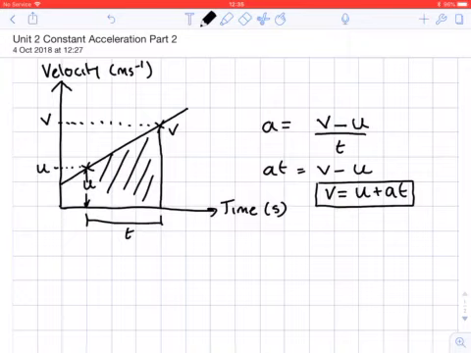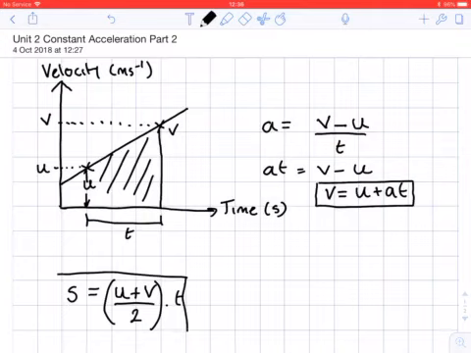So if you remember, area of a trapezium is the sum of the parallel lines divided by 2, multiplied by the distance between them. And in this case, our parallel lines are the two vertical lines. So my displacement is going to be the sum of my parallel lines, which is u plus v, divided by 2, and then times by the distance between them, which is t. And that actually is our second Suvat equation. s equals (u plus v) over 2, times t.